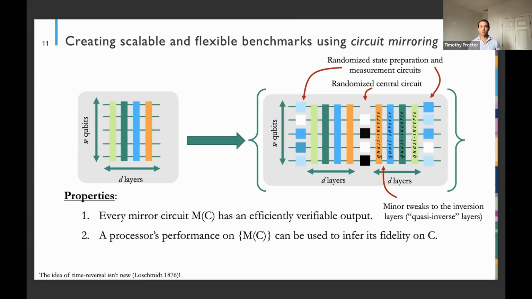It's not obvious how you do this in general. We have a prescription for how you do this for arbitrary, almost arbitrary circuits in the first paper that we had out on this. Right now, I'll tell you about how you do it with Clifford circuits, and then towards the end of the talk, I'll tell you how you do it in a particular way with completely arbitrary circuits.